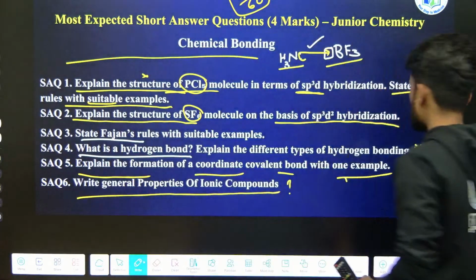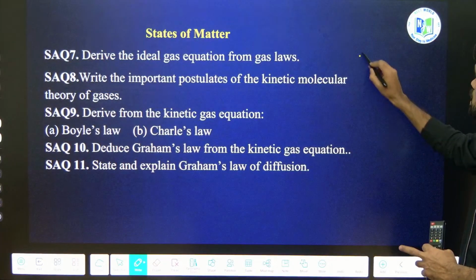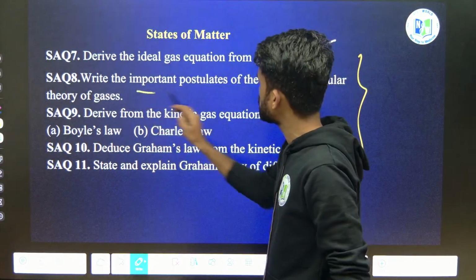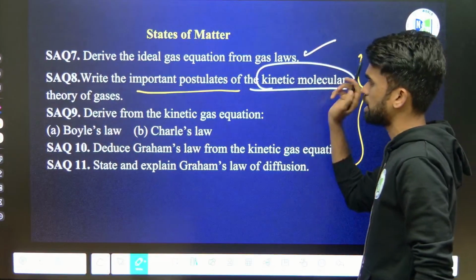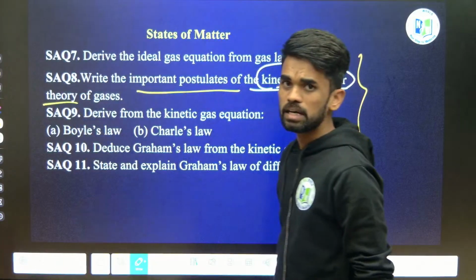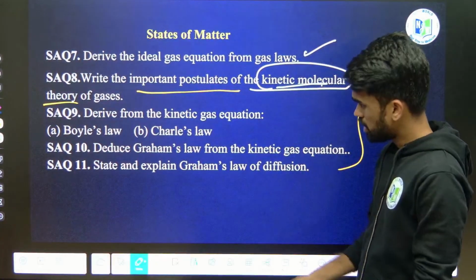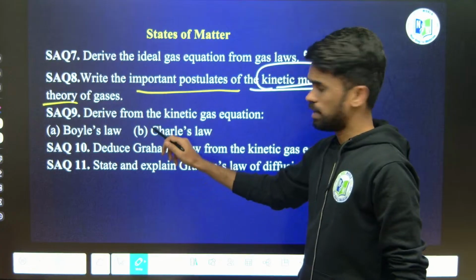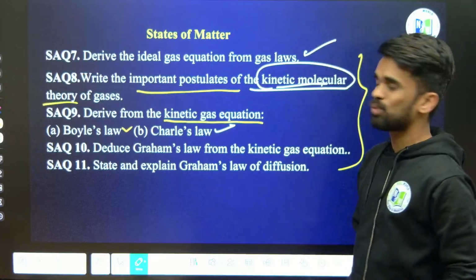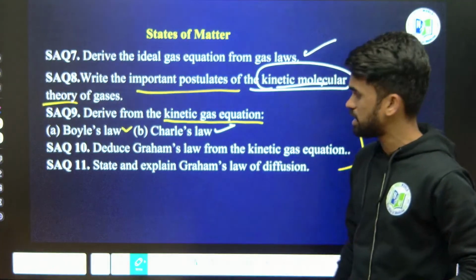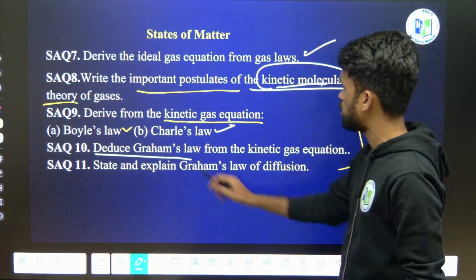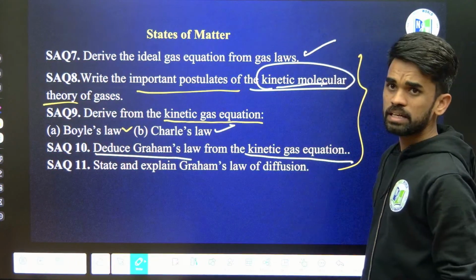Okay, this is from chemical bonding, and these are the questions from states of matter, like the ideal gas equation, and important postulates of this KTG or kinetic molecular theory. Next, we need to derive Boyle's law and Charles' law from this kinetic gas equation. Next, deduce Graham's law of diffusion from the kinetic gas equation.